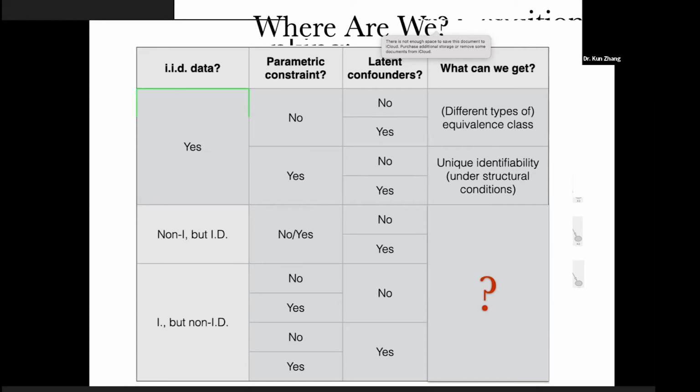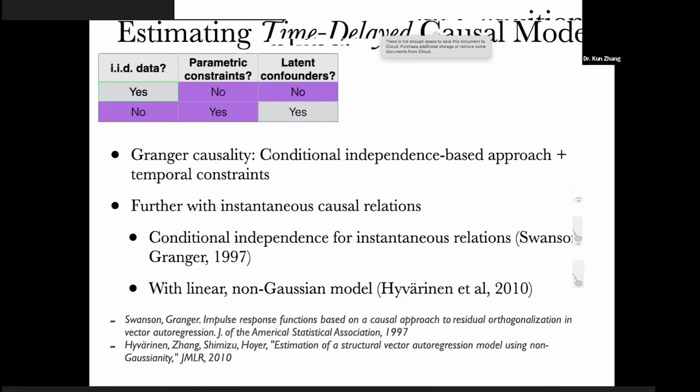And here by non-i.i.d., basically there are 2 possibilities. You can consider non-independent but identically distributed data, right? They're not independent, but they have the same distribution. Essentially, you have a stationary time series. Or you have independent but non-identically distributed data. You don't have time-delayed causal relations, but the distribution can change. Okay, so let's see how we can handle those problems.